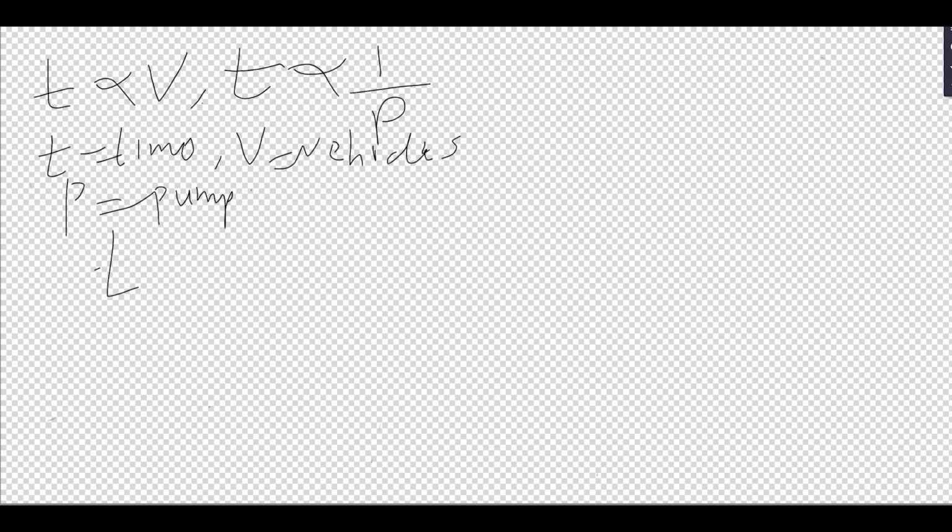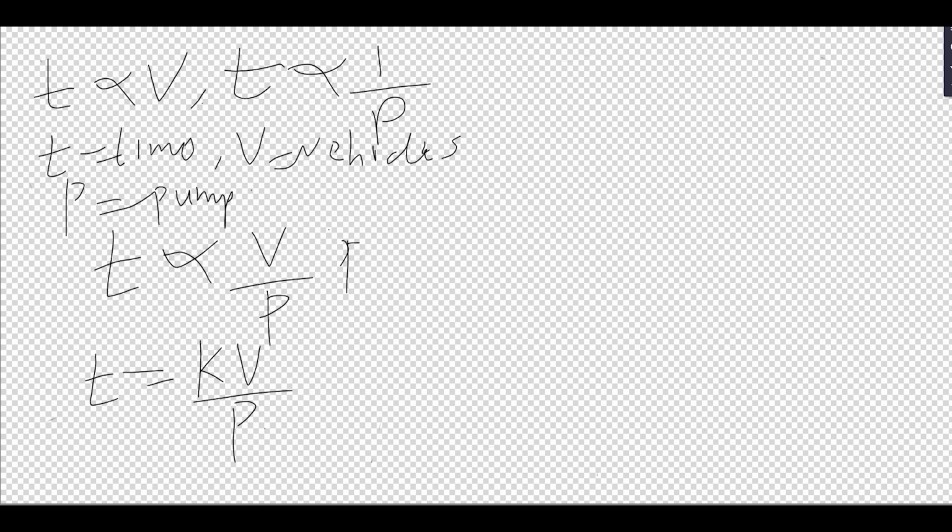So if we combine these two variations, we have vehicles and pumps. Just to make things easier, we can introduce our constant K: T equals K times V over P. That is how most questions largely look. So now we continue. It says in a station with 5 pumps, so in this case P equals 5.